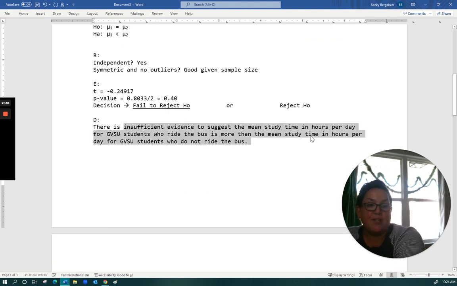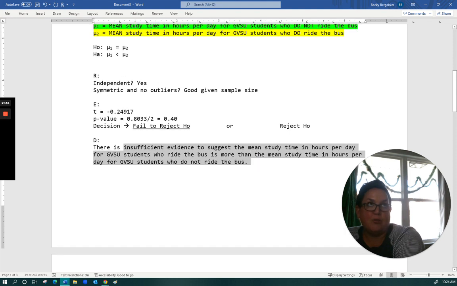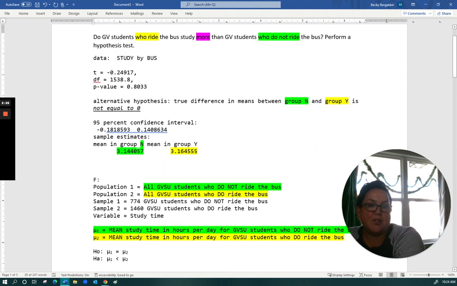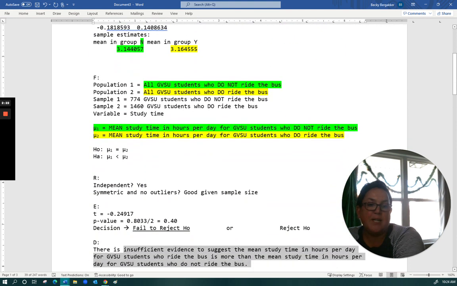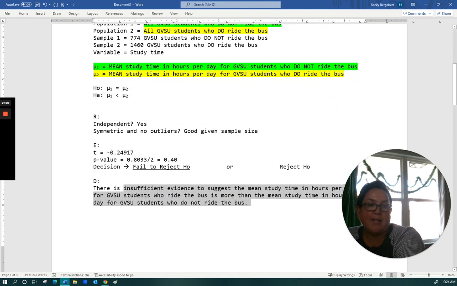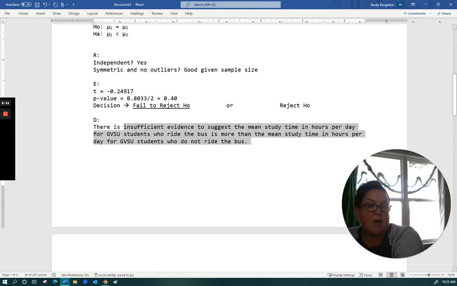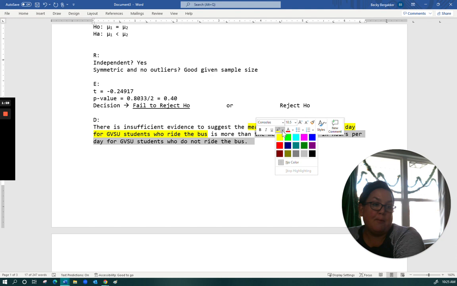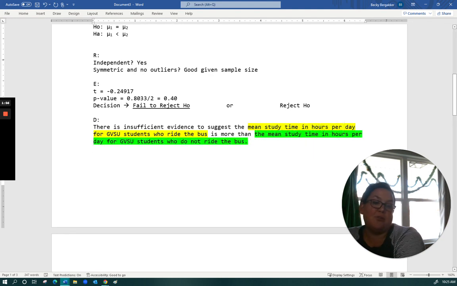And what you'll notice is I put the two mu's, but I reverse them from the alternative. So this alternative is mu 1 is less than mu 2. So I actually stated mu 2 first, which is those who ride the bus, so that I could say more than. But it would just be as acceptable to say there's insufficient evidence to suggest mean study time in hours per day for students who do not ride the bus is less than the mean study time in hours per day for students who do ride the bus.